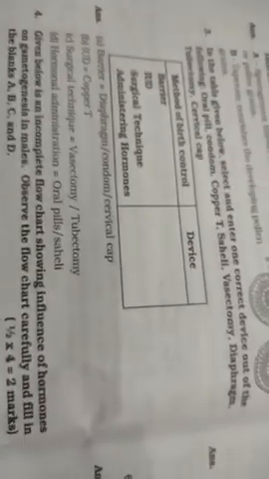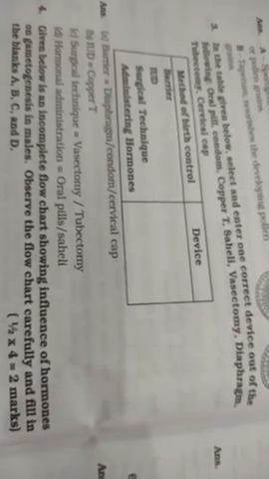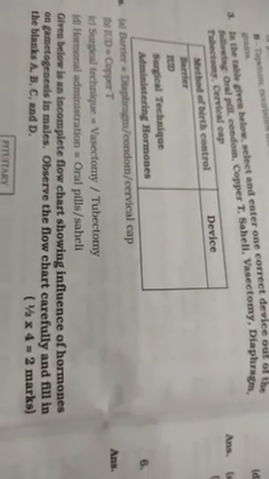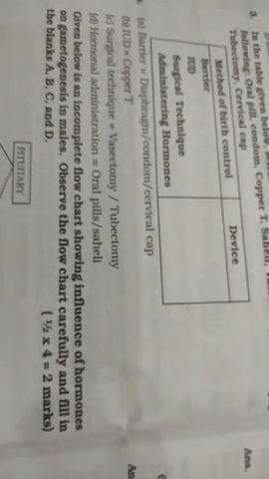and for hormonal administration, it is oral pills or Saheli. Now the next question is, given below is an incomplete flow chart showing influence of hormones on gametogenesis in males. Observe the flow chart carefully and fill in the blanks A, B, C and D. Now see the flow chart. This is the flow chart.